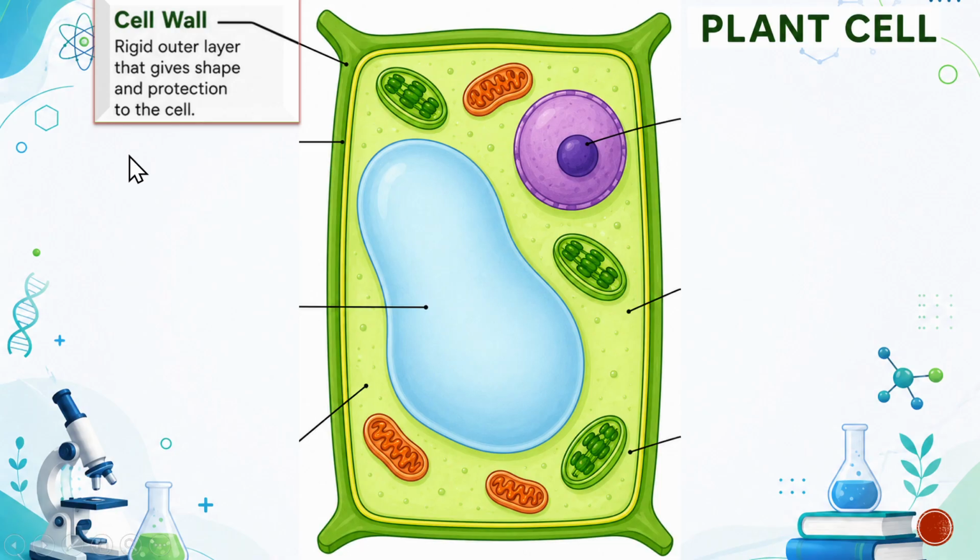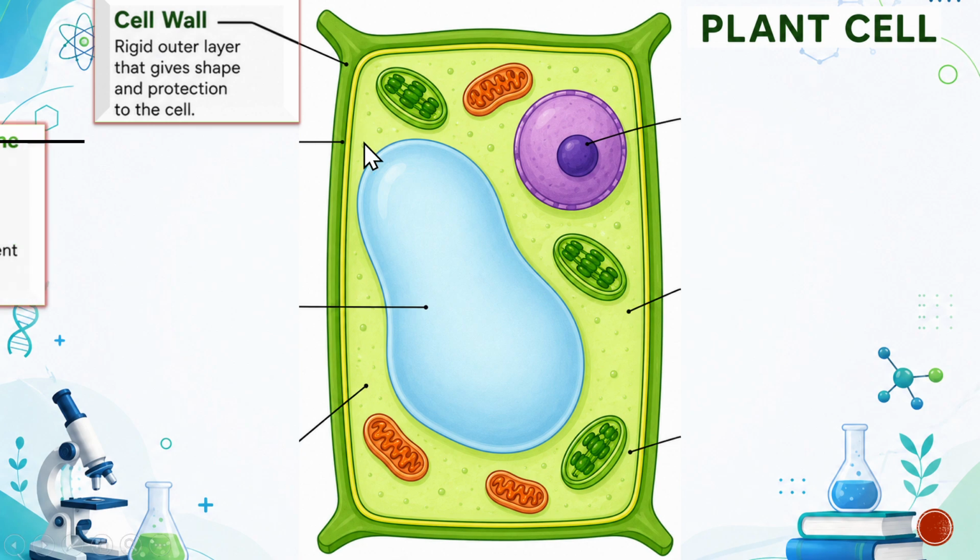All right, so let's see the first one, that is the cell wall. Now the cell wall is the rigid outer layer which is going to give shape to your cell. All right, and within that shape all other parts are contained. So the cell wall is the outer rigid layer that gives shape and protection to the cell. When I say protection to the cell, it is because all the other parts we are going to talk about are being protected by this cell wall.